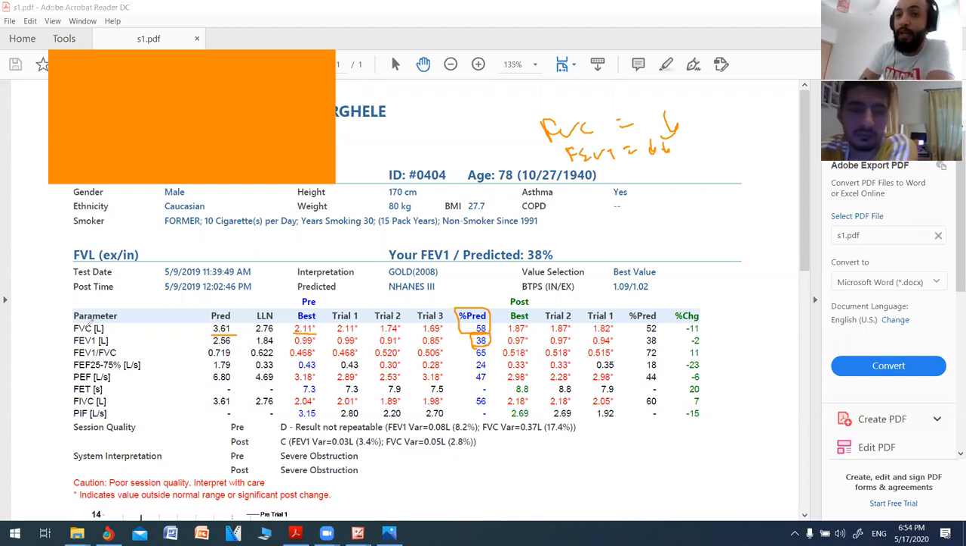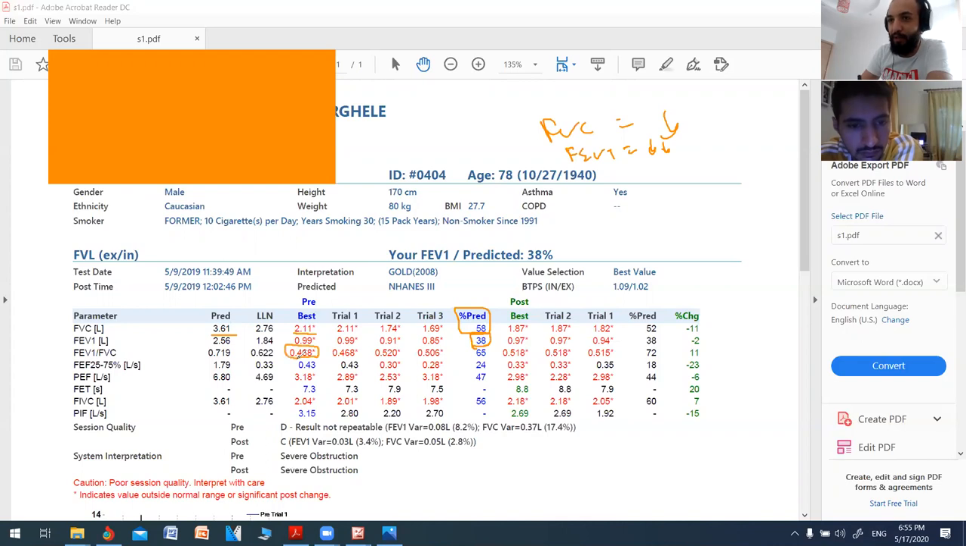Now Tifno, where is Tifno here? Tifno, you see Tifno? FEV1 on FVC. I don't care about normal values. Why? Because I have to know Tifno is between what and what? 70 and 80. Exactly. You don't look at anything on Tifno. You have to know it in mind. You only look where? In best. So this value is the value of Tifno.